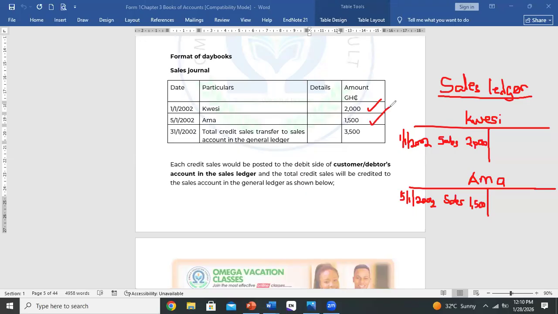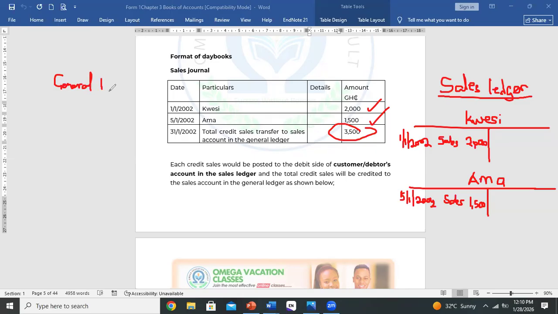Then you see that what is left is the total. This total will not go into the sales ledger. That will go into the general ledger. So you just write general ledger. Nicole, I'll come to you. Let me finish the point.